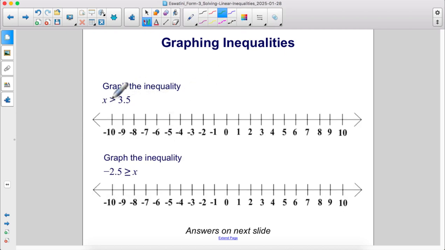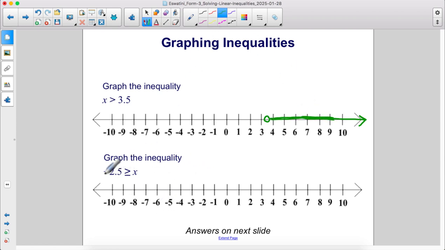Graph the inequality. x is greater than 3.5. All right, so let's go to 3.5. Are we going to draw a closed circle or an open circle? Well, we don't have an equal sign here, so therefore it's going to be an open circle. x is greater than this number, which means our solutions will be to the right. Numbers that are greater than 3.5.